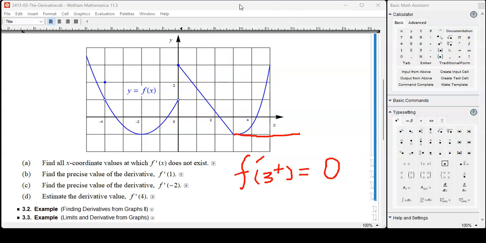But how about to the left? Let me use a different color. To the left, we have this line segment, and that slope is something I can find out precisely. That's negative 4/3. And these two are not the same. The left-hand side limit and right-hand side limit are different. So right here at x equal to 3, the derivative cannot exist. Make sense? The left-hand side slope and right-hand side slope are different.